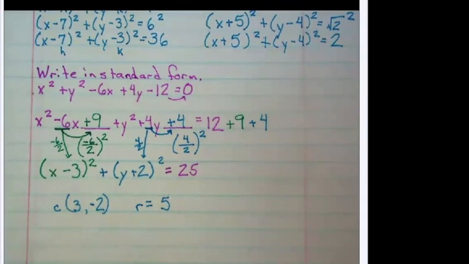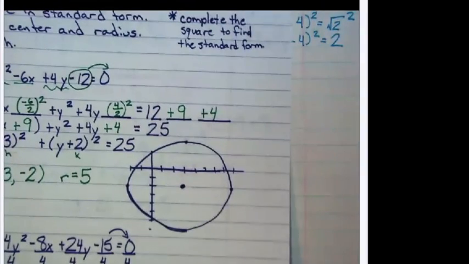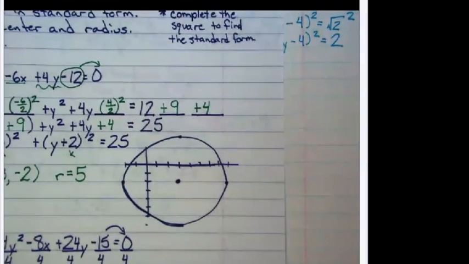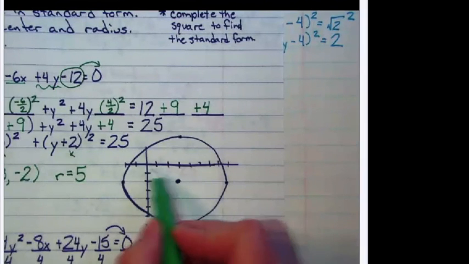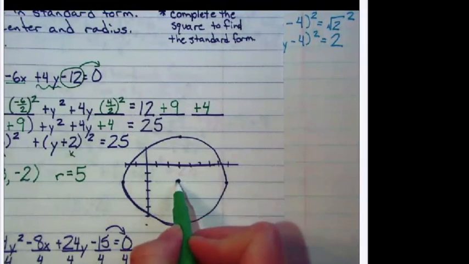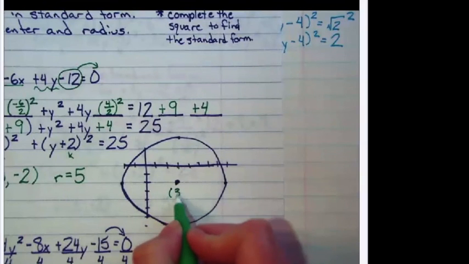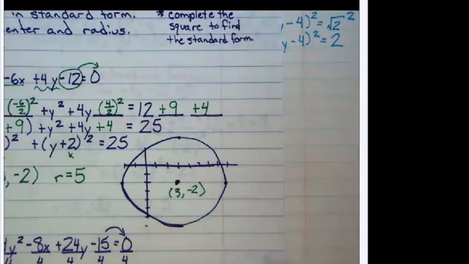I can sketch that out. I'm going to share one I've already drawn. It's not perfect, but it'll do. So there's my center at 3, negative 2. And if we count a radius of 5, I usually just count to the left, right, up, and down 5 and try to connect it to make it look like a circle. Again, that's not a perfect circle.